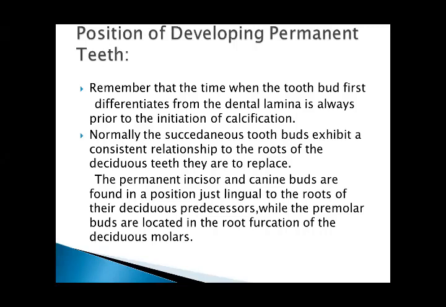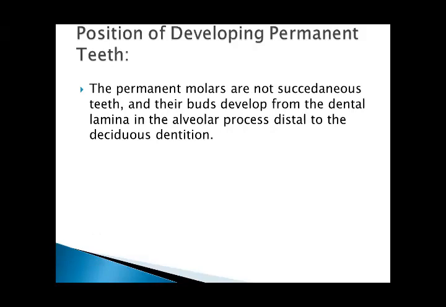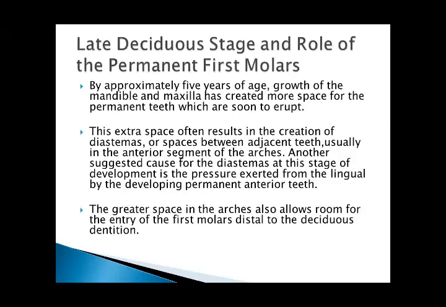The permanent incisor and canine buds are found in a position just lingual to the roots of their deciduous predecessors, while the premolar buds are located in the root furcation of the deciduous molars. Permanent molars are not succedaneous, and their buds develop from the dental lamina in the alveolar process distal to the deciduous dentition. The first molar enters the crypt stage by approximately 5 years of age.